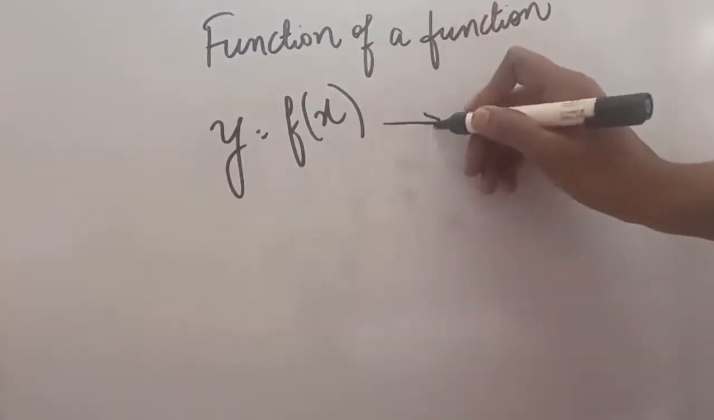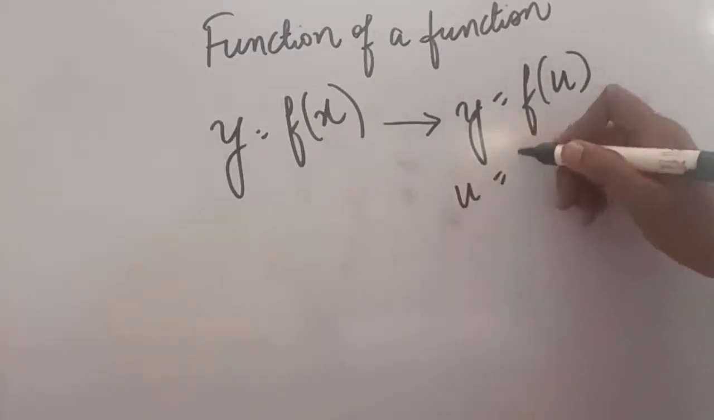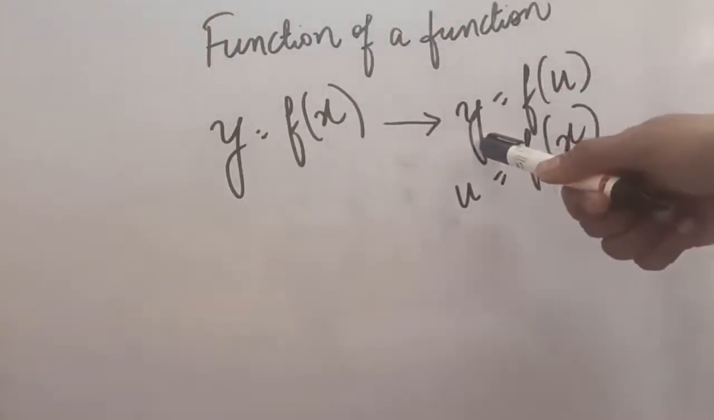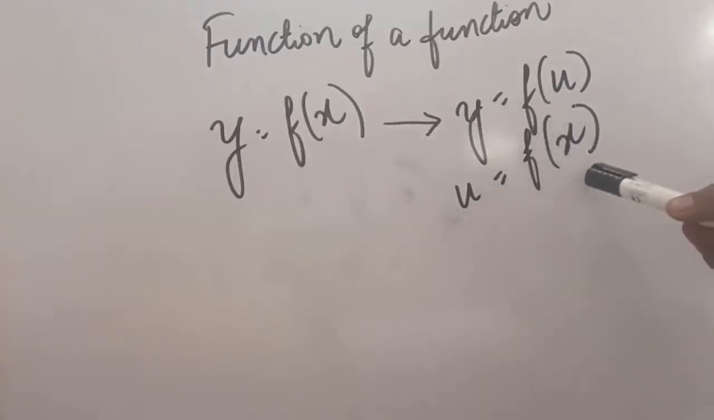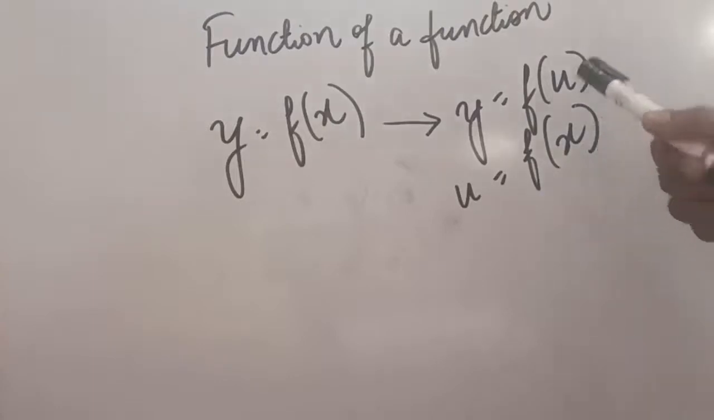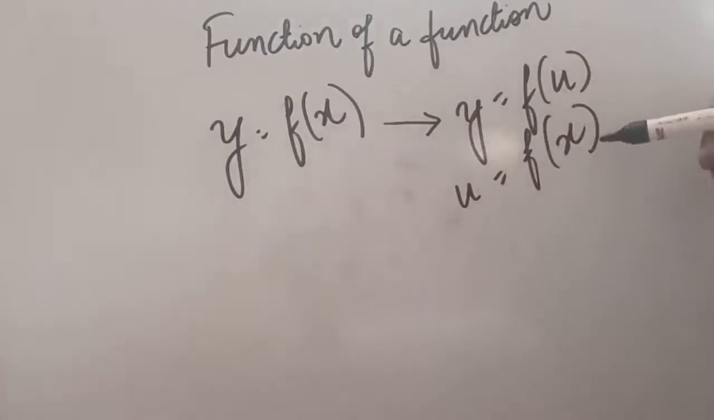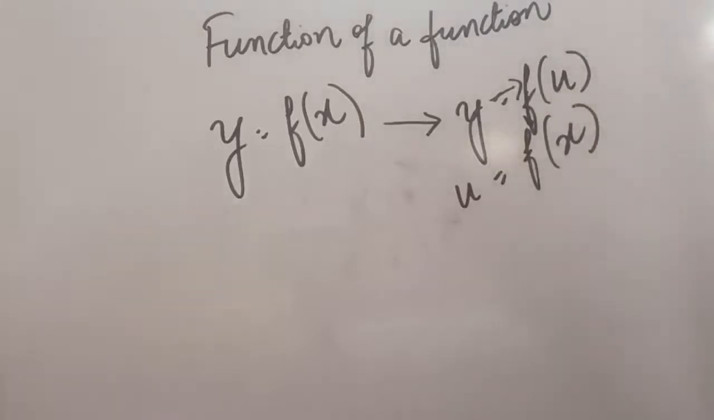If instead of this, if I say that y is a function of u and this u is further a function of x, it will be called function of a function. Y is a function of a variable u and u is further a variable of x. So u is a function of x. Here you can understand that ultimately y is a function of x only, but we have to go by a chain method. Directly we cannot say that y is a function of x. We can say y is a function of u, which is further a function of x. So here we generally apply the chain rule.